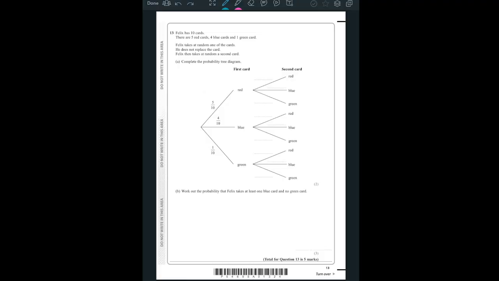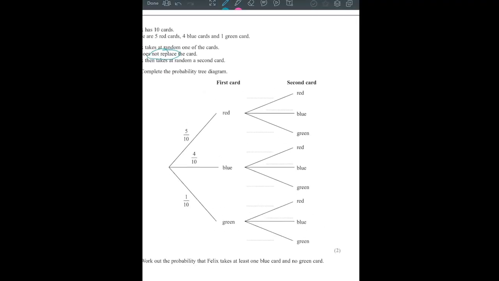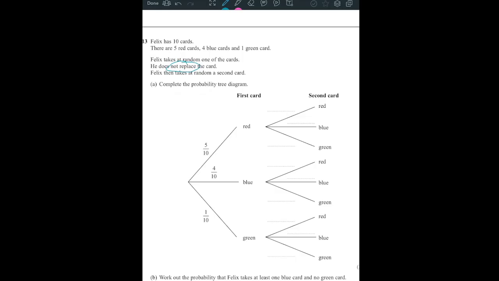Question 13, a big tree diagram. Felix has 10 cards of various different colours. He takes at random one of the cards, he does not replace it. Okay, so that means the probabilities on the second set will be different. And then he takes the second card.